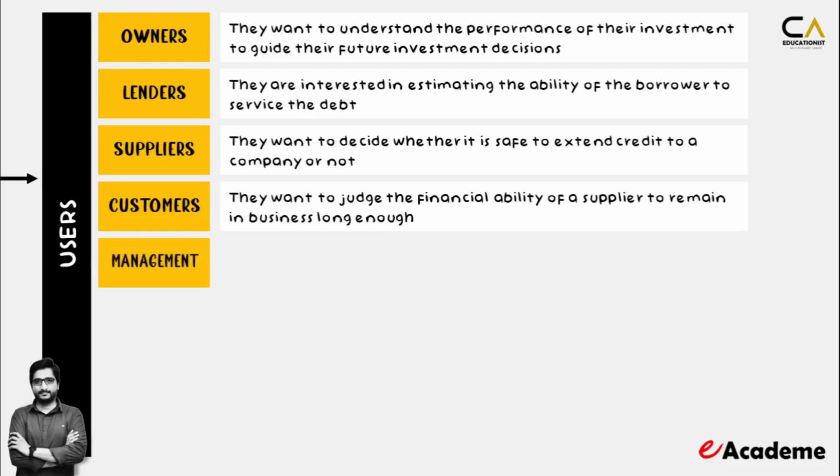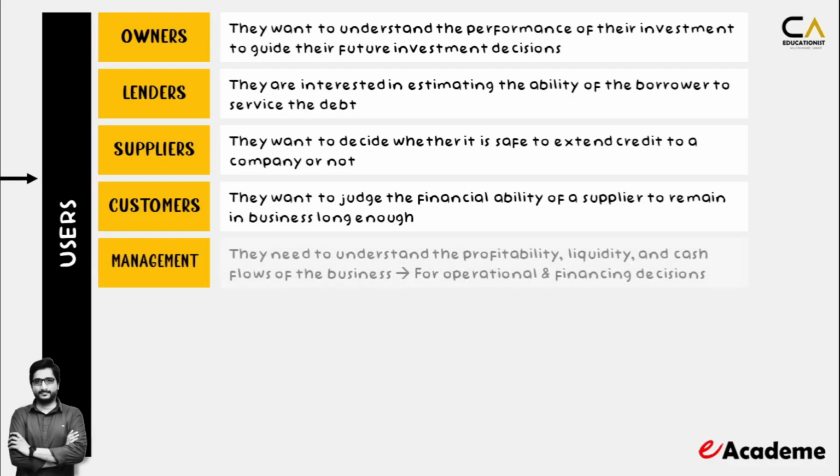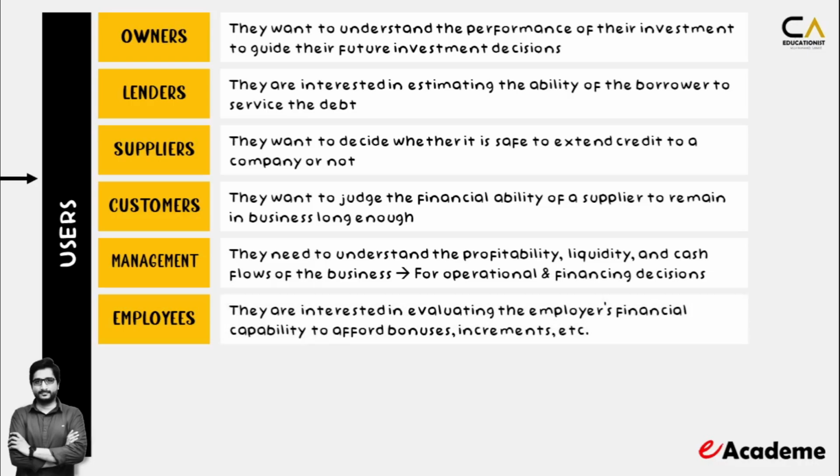Likewise, the management team needs to understand the profitability, liquidity, and cash flows of the business every month so that it can make operational and financing decisions about the business. Employees analyze the financial statements from a different angle. Since their remuneration, bonuses, and increments are directly dependent on the financial performance of their employer, employees are interested in evaluating the employer's financial capability to afford bonuses, increments, etc.